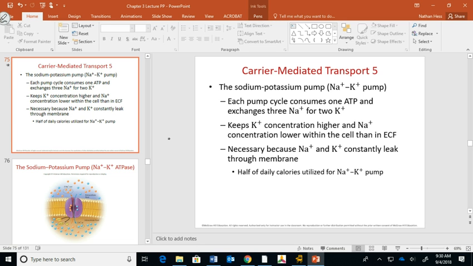I did not know this until I read this. Half of your daily calories are utilized just simply on this pump, on keeping these concentrations the way the body needs them to be for you to do what you need to do. I thought that was a very interesting fact. I'm not going to test you over that, but that was an interesting fact. This is a very important piece because potassium and sodium are always moving out and in, and we're trying to make sure our concentration stays stable. Are you with me? And again, that's primary active transport.